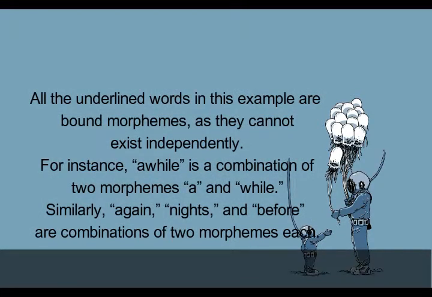All the underlined words in this example are bound morphemes, as they cannot exist independently. For instance, "while" is a combination of two morphemes, "a" and "while." Similarly, "again," "nights," and "before" are a combination of two morphemes each.